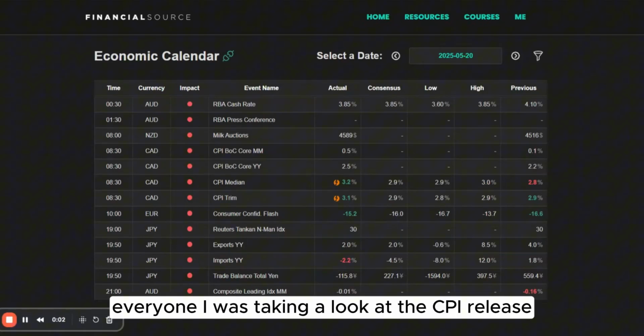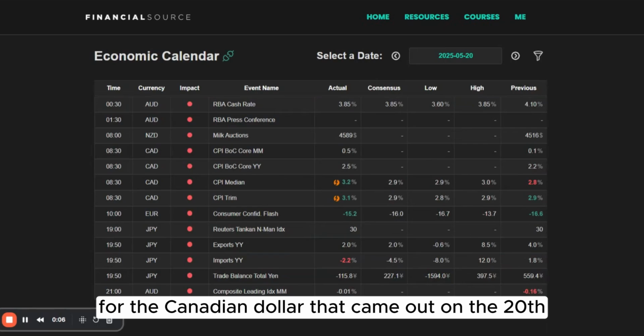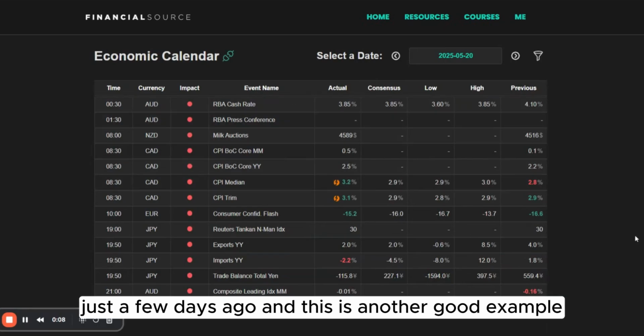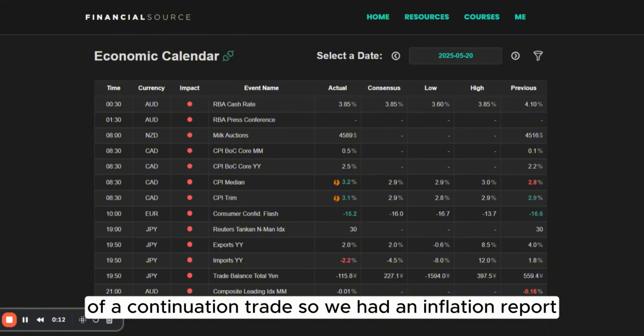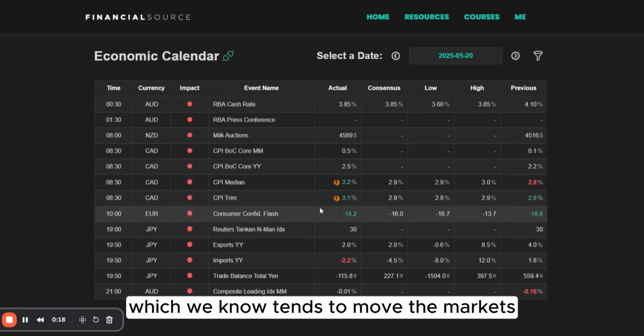Everyone, just taking a look at the CPI release for the Canadian dollar that came out on the 20th, just a few days ago. And this is another good example of a continuation trade. So we had an inflation report, which we know tends to move the markets.